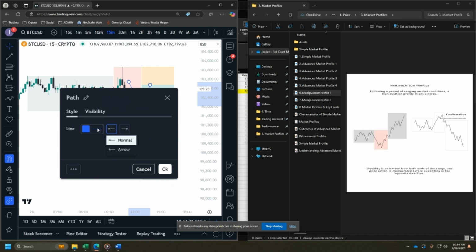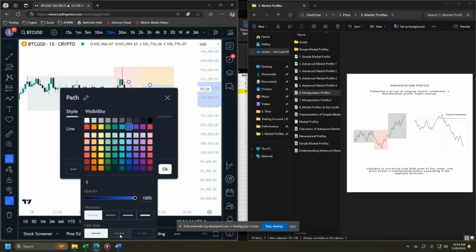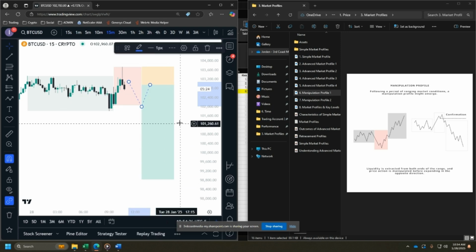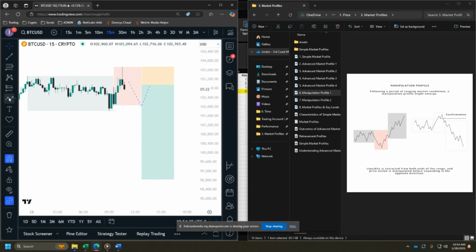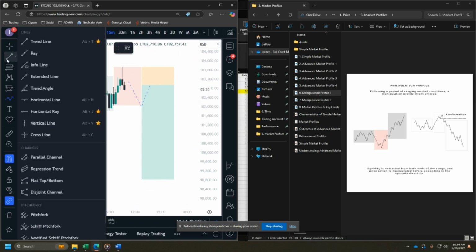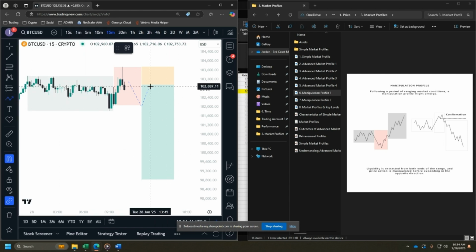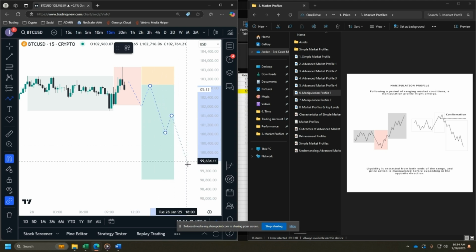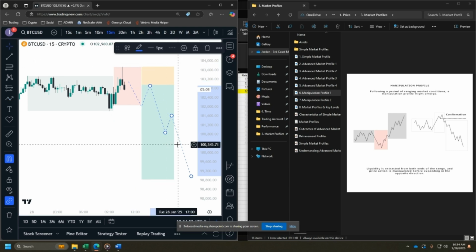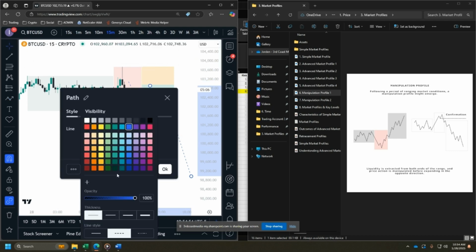So you can see here, we'll do a dashed line. So we don't enter here. We're just watching price. This is our plan. This is what we're waiting for, basically. And then we come in and we enter here. So let's finish off the illustration.